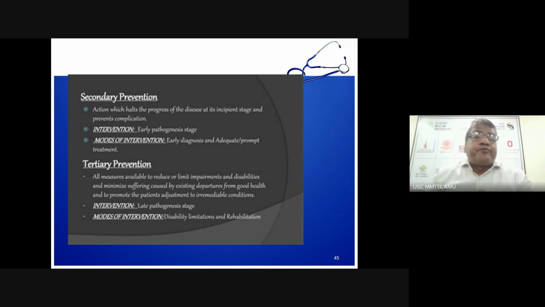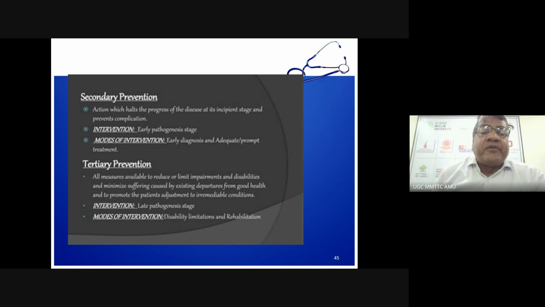Now, secondary prevention is action which halts the progress of disease. What is secondary prevention? The action which halts the progress of disease at its incipient stage and prevents complications. Intervention at which level? Early pathogenesis stage. Mode of intervention: early diagnosis and adequate prompt treatment. Early diagnosis and treatment is the mode of intervention in secondary prevention. What was the definition? Action which halts the progress of disease at its incipient, very initial stage and prevents complications.